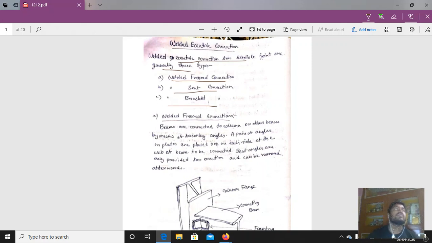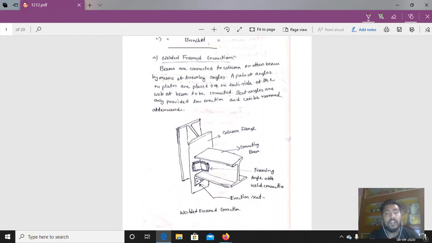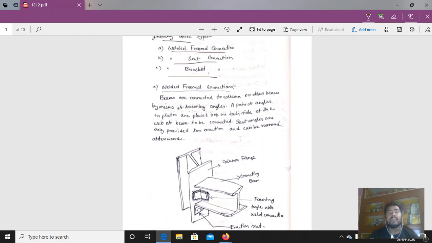Now various connections require various types of forces, various types of moments will be acting on the connection due to the reaction force. We will consider that, and then we will determine the size of the weld for the connection. So the first connection for today's lecture is the welded frame connection. In the frame connection, as in the case of the bolted connection, the beams are connected to the column or other beam.